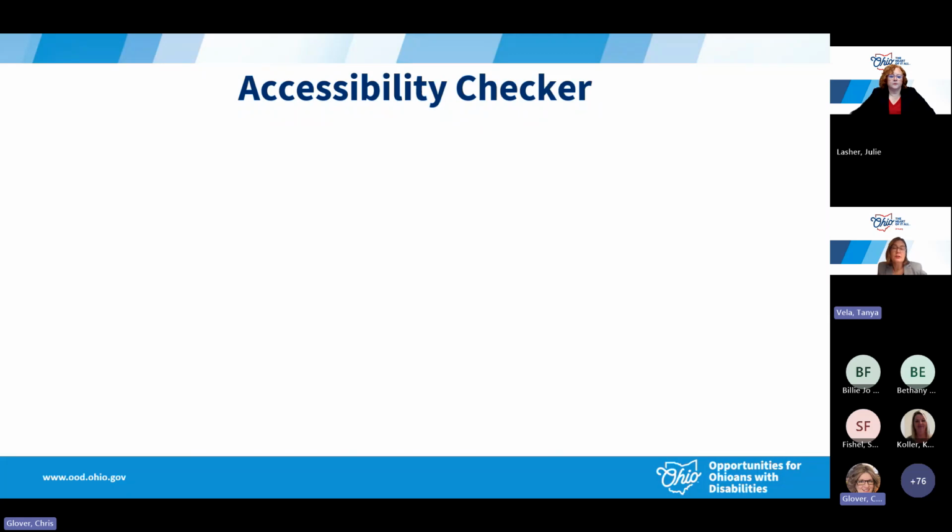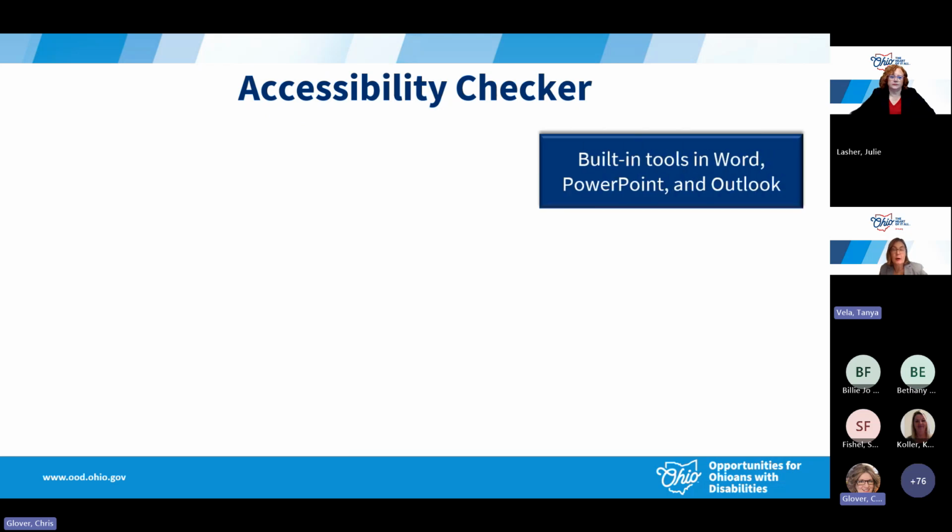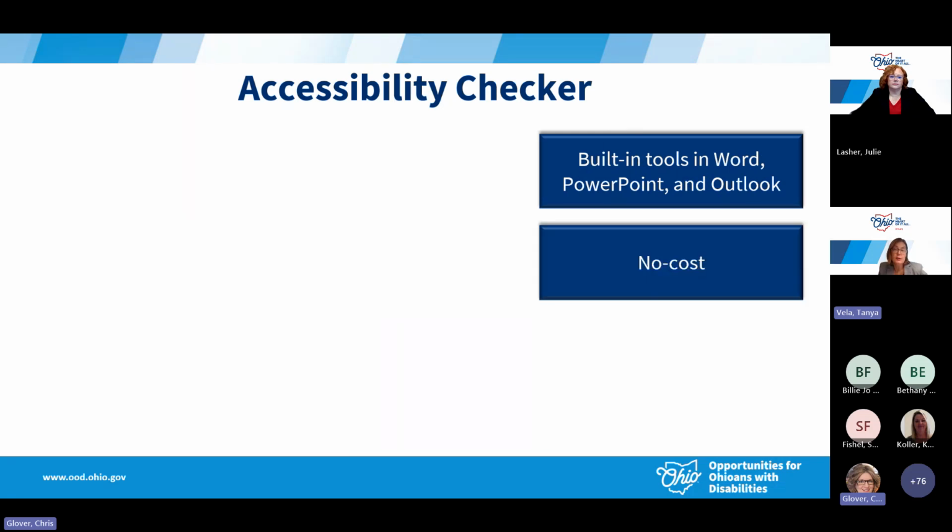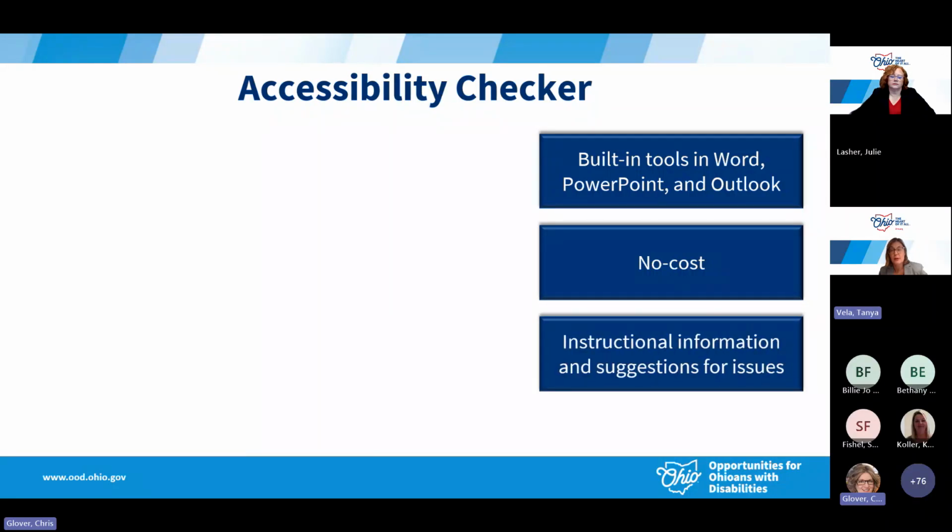Julie, I'll start with Microsoft. They offer a built-in accessibility checker in applications like Word, PowerPoint, and Outlook. This is a no-cost tool that can be used to identify accessibility barriers in your documents. When a barrier is found, instructional information and suggestions for fixing the problems are provided.